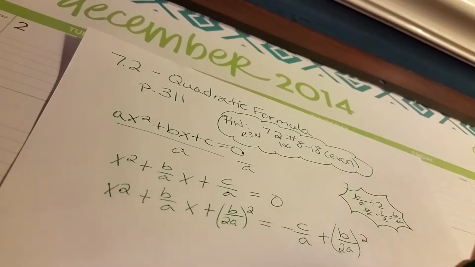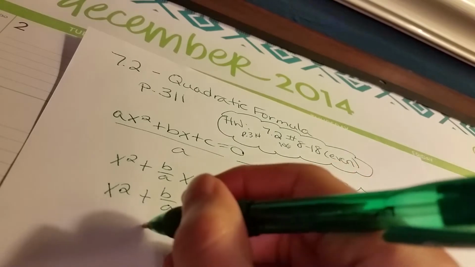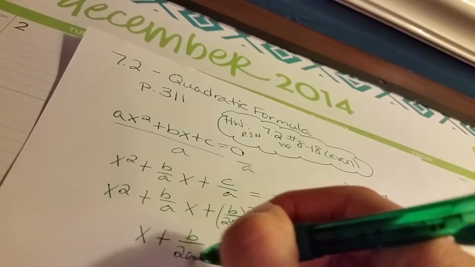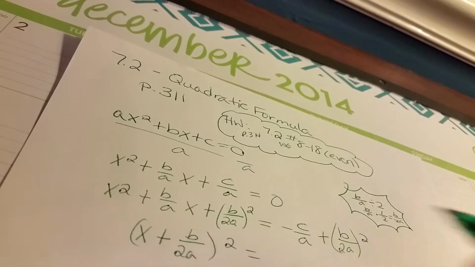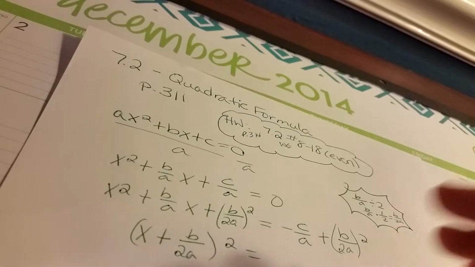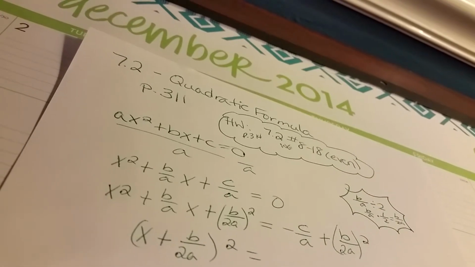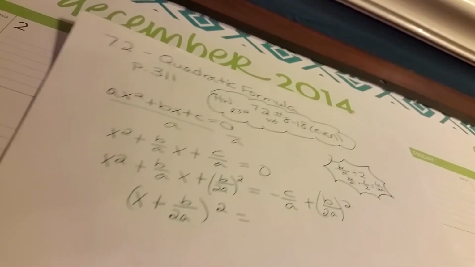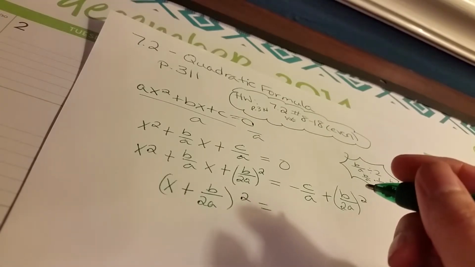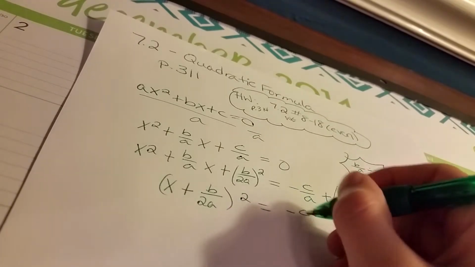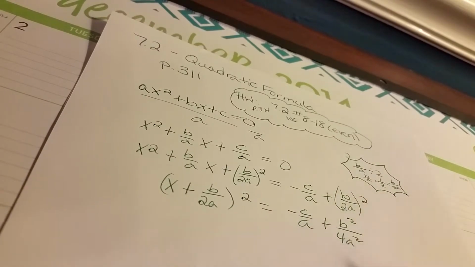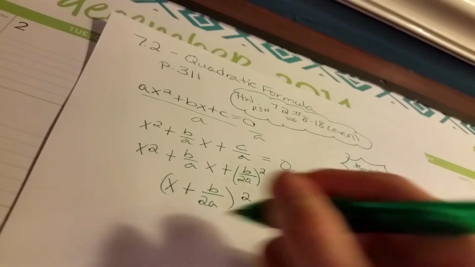And that's completing the square right there. So now we know that this is a perfect square trinomial. We can break it down to factored form. And then we have this crazy thing that we would want to put together. So the way we would do that is to give them a common denominator. So let's go ahead and square that term. So we'll have negative c over a plus b squared over 4a squared. And then we want to put these together.